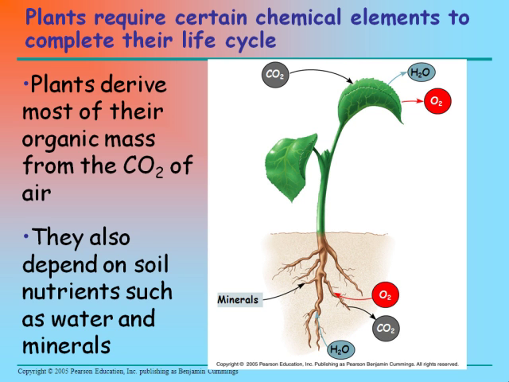As you've learned, plants need certain elements to live, to complete their life cycle. Their organic mass comes from CO2 to fix the carbon, and that comes from the air. Water is transpired, oxygen is transpired, CO2 goes in here, and oxygen enters from the soil through the roots, and water.